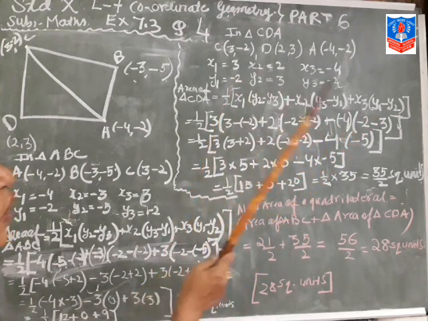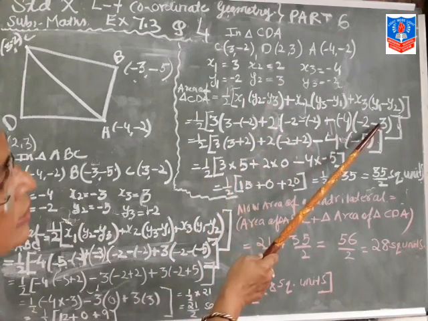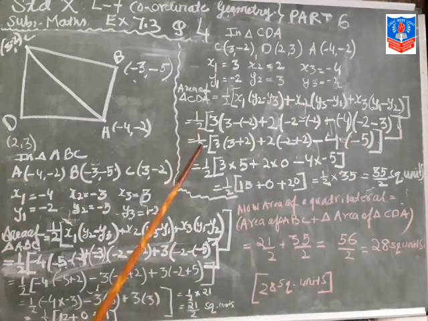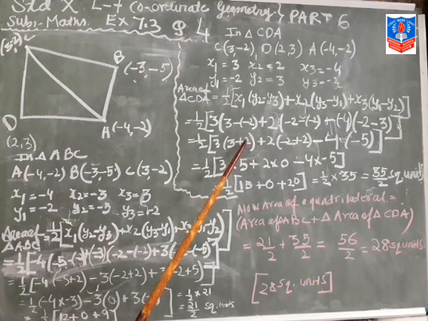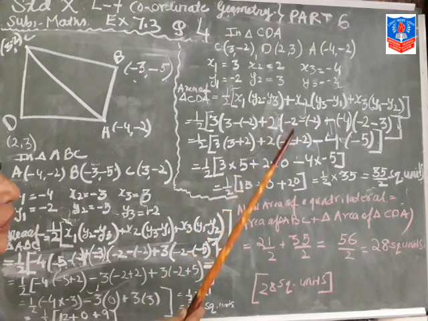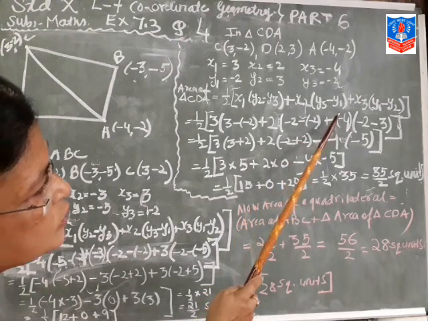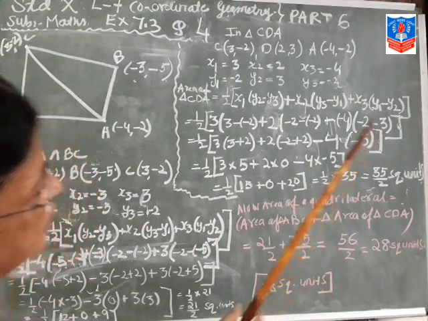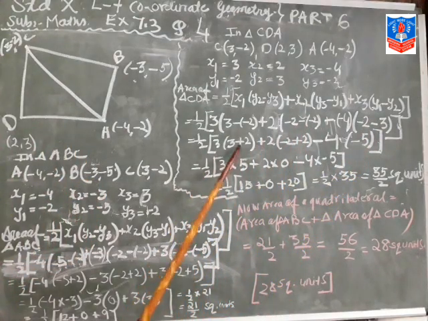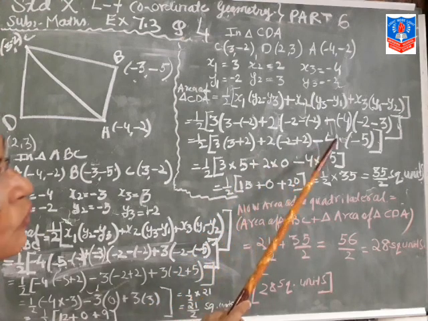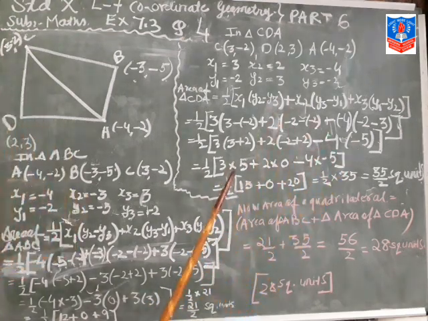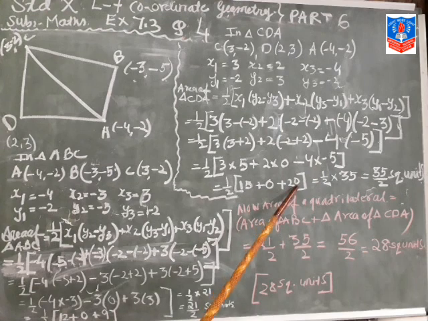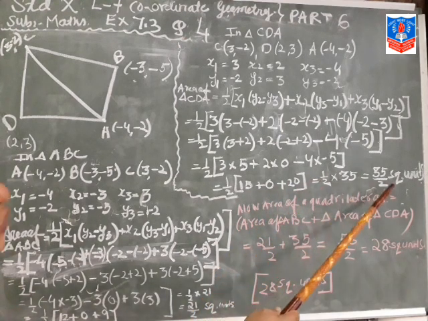y1 minus 2, and here it is given minus, so here it is given plus, so we will write only 3. Clear children? So here half 3, now minus minus plus, so okay, plus 2 minus 2, minus 4 minus 2 minus 5, we will write minus 5. Half 3 into 5 plus 2 into 0 minus 4 into minus 5. 3 5s are 15. 2 into 0, 0. Minus 4 into minus 5 plus 20. So 35. So 35 upon 2 square units.